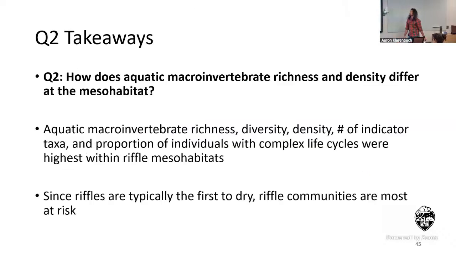So the question two takeaways. How does aquatic macroinvertebrate richness and density differ at the mesohabitat level? Aquatic macroinvertebrate richness, diversity, density, number of indicator taxa, and the proportion of individuals who had complex life cycles were highest within riffle mesohabitats. And since riffles are typically the first to dry, riffle communities are the most at risk.